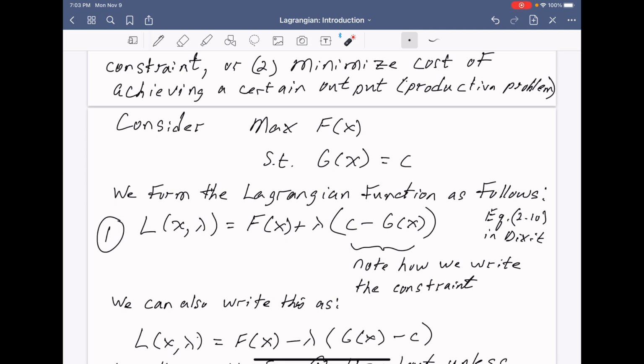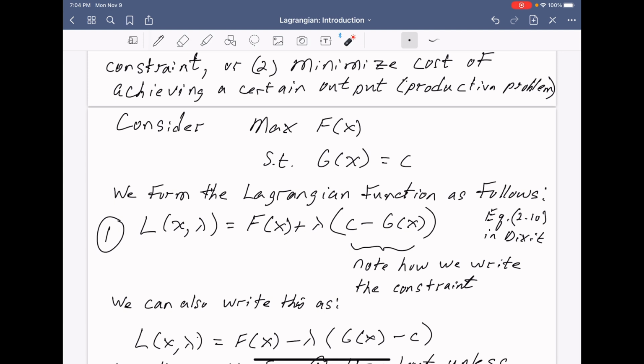We form the Lagrangian function as follows. We define the Lagrangian as a function of x and this lambda, which we call the Lagrange multiplier. And we set up the Lagrangian by first putting the objective function here and then adding lambda, the Lagrange multiplier, times the right-hand side of the constraint minus the left-hand side of the constraint, or the constraint function. This is the exact equation that Dixit derives, and it's numbered 2.10.